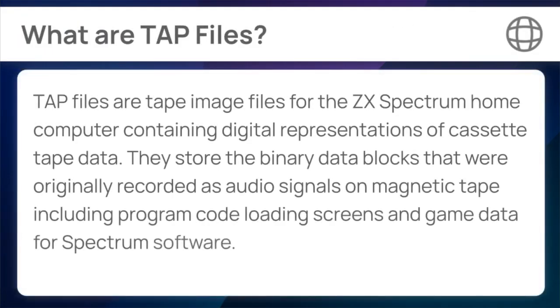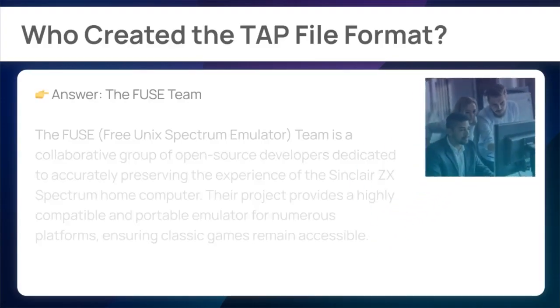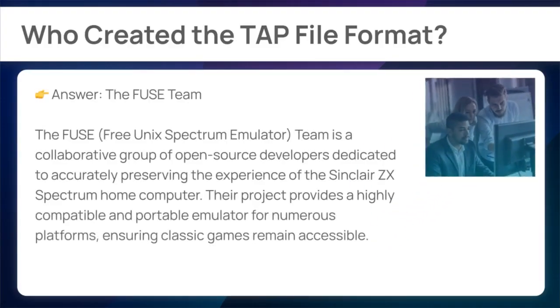TAP files are tape image files for the ZX Spectrum home computer containing digital representations of cassette tape data. They store the binary data blocks that were originally recorded as audio signals on magnetic tape, including program code, loading screens and game data for Spectrum software.